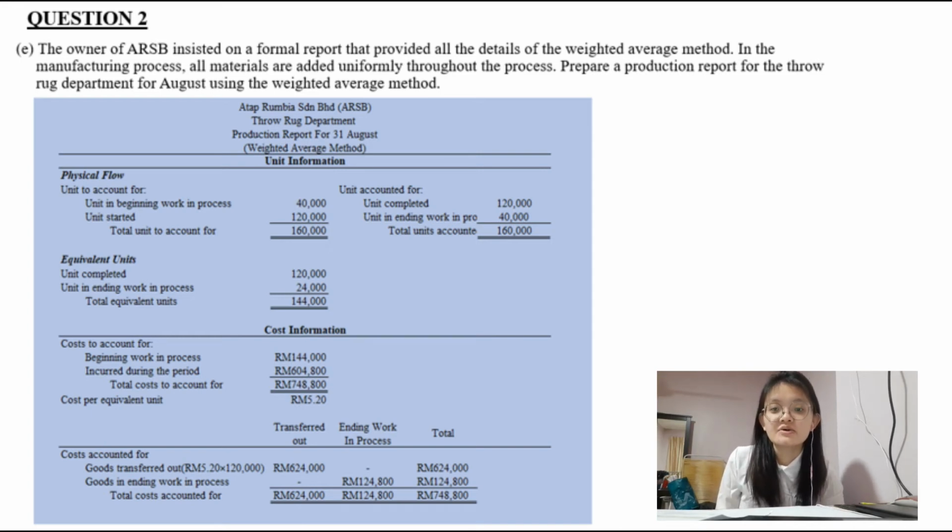After that, if we plus together the cost of goods transfer out and the cost of goods in ending work in process, it will be also equal to 748,800. Same with the previous part, the amount will be same.